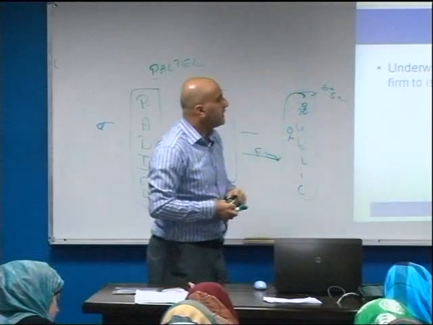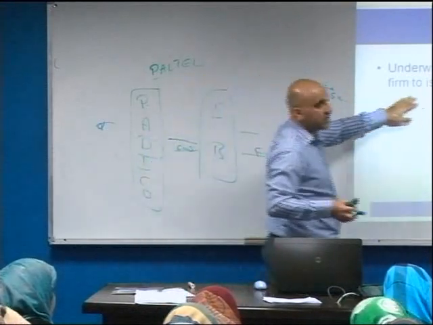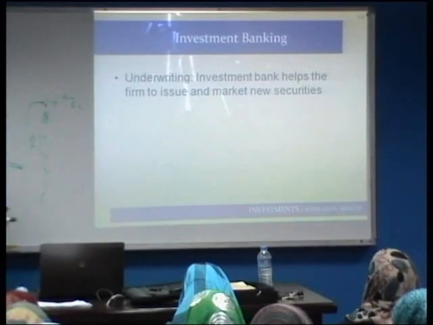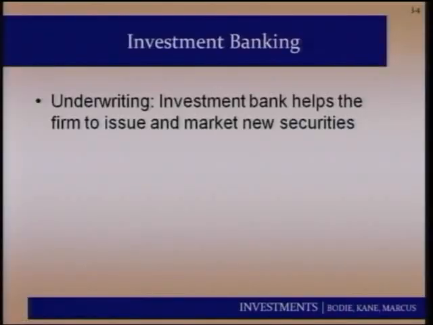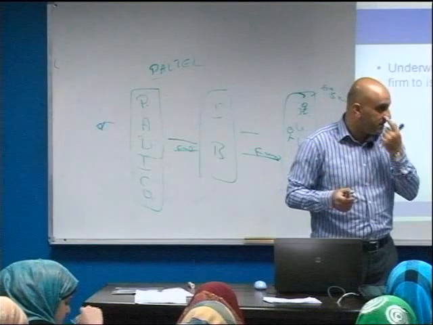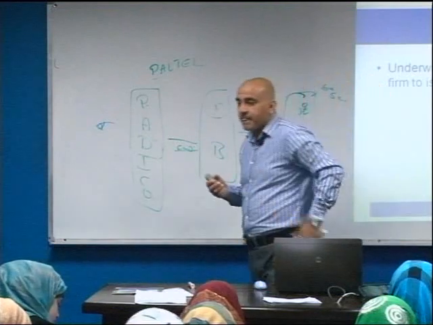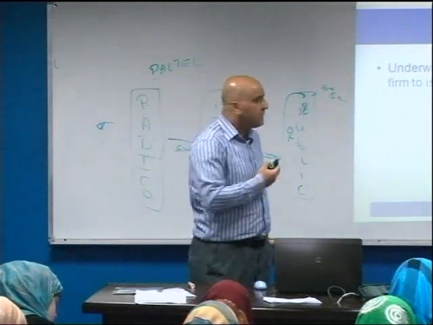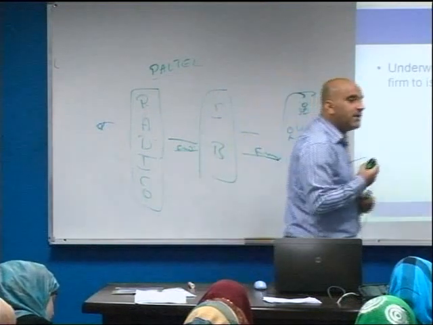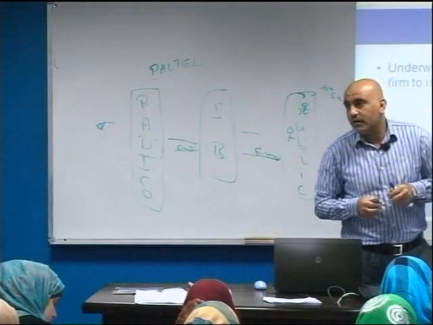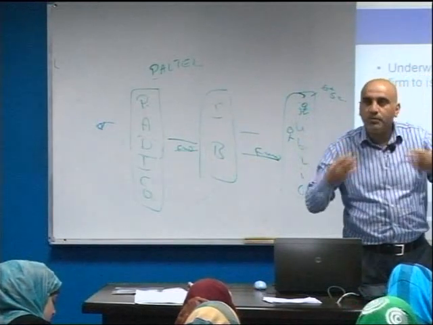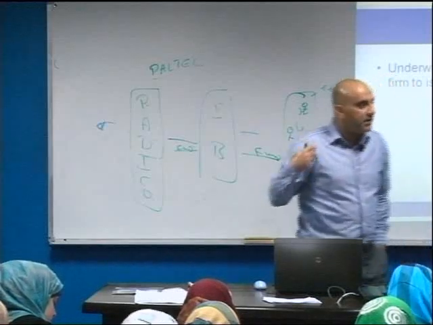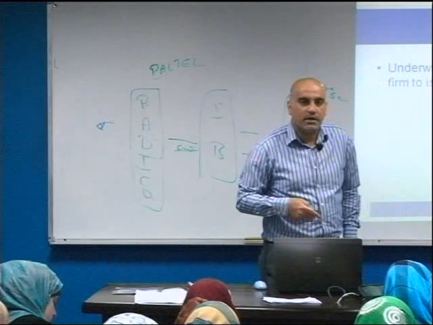The first one is the underwriting. Investment bank helps the firms to issue and market new securities. يعني بتساعدهم هدول الناس على انهم يعملوا اصدارات ويسوقوا لهم اياها. The well-known type of underwriting is the firm commitment. Firm commitment means the investment bank sells the securities on behalf of the companies. يعني هم بروحوا ببيعوا الإصدار بالكامل بالنيابة عن الشركة المصدرة للأسهم.